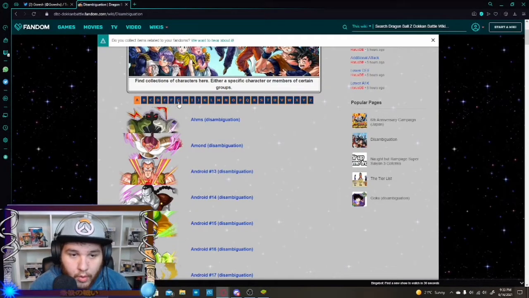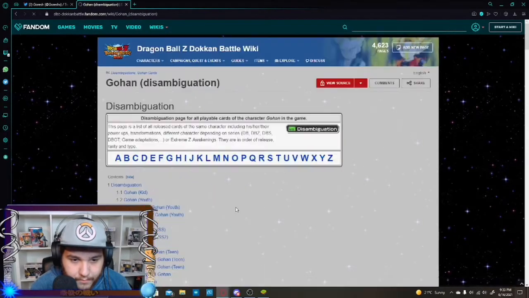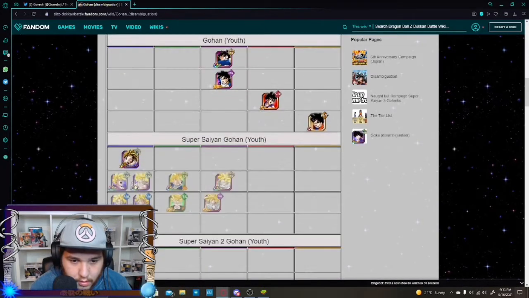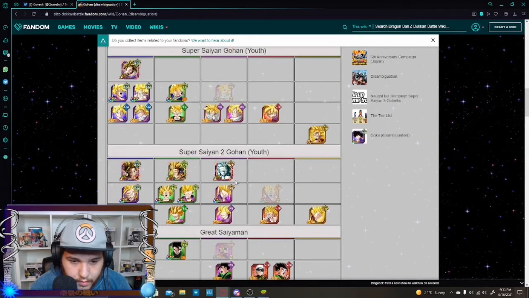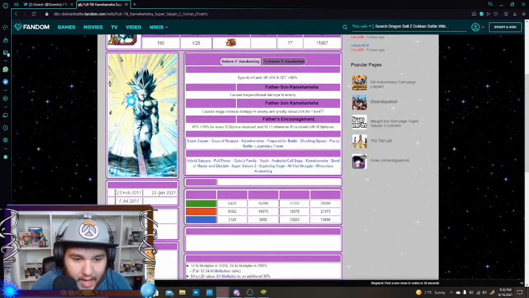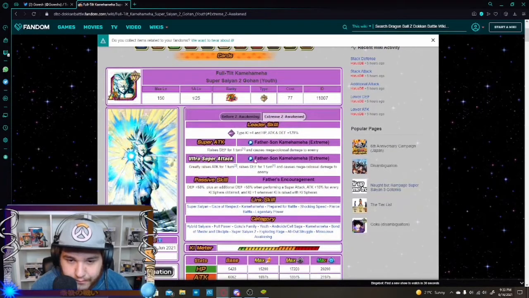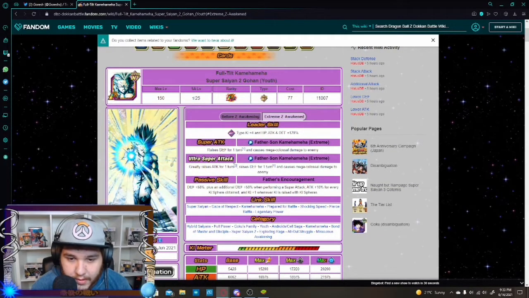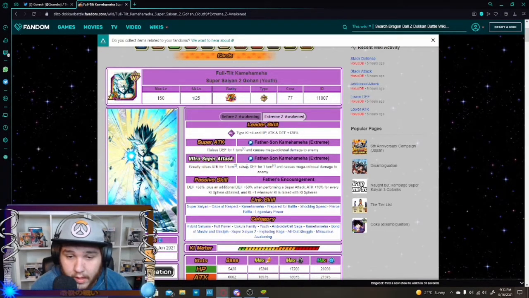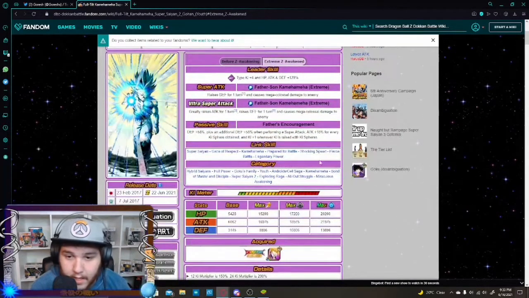I'm gonna try to pull him up over here. Let me see. Gohan. Kid Gohan. Okay. Right here. Let's see if the wiki already has. It already has. Nice. Okay. So, 30%. And multiplier by 50%. So, the attack. And 30%. Okay. Here's the thing.